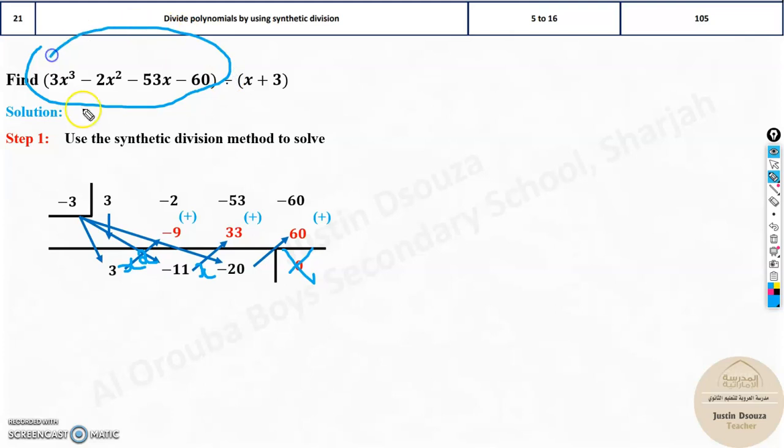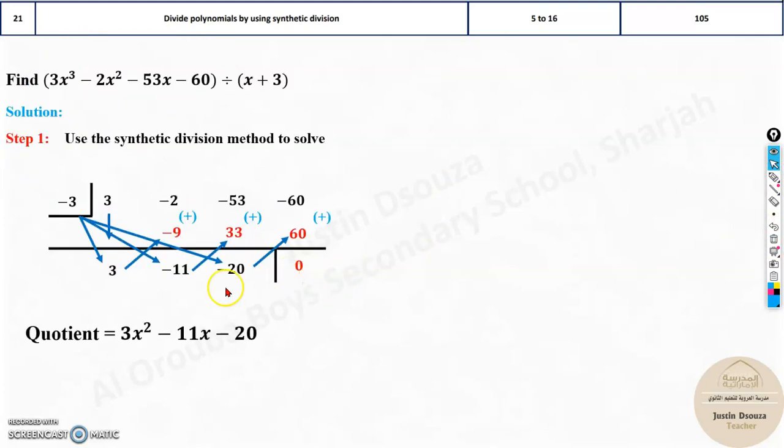Always look at the dividend. It was 3x cubed. It will reduce by 1. It depends on the binomial, because in synthetic division there is only binomials. It will be reduced by 1. Now, again, let's see. This is the quotient, 3x squared, which I've written over here. I've written 3x squared minus 11x minus 20. It's very simple if you follow the method.